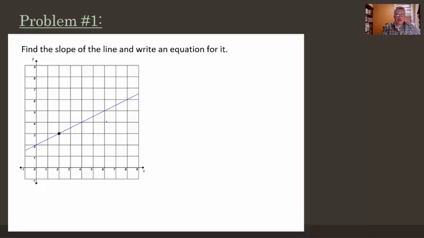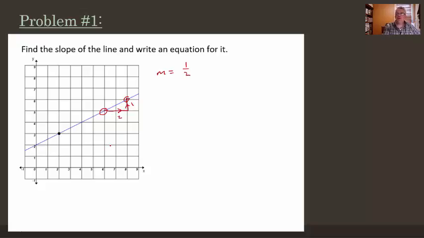So every time we find an equation of a line, we've got to start with the slope. Since we have a graph here, we're going to find two nice points and draw a slope triangle. And you can see I went over 2, that's the run, and up 1. So slope is rise over run, which is 1/2.